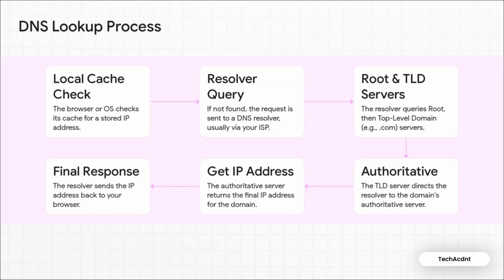So how does that lookup actually work? Well, it's this fascinating, super fast game of telephone. First, your browser checks its own memory, its cache, to see if you've been to that site recently. If not, it asks a DNS resolver, which then kicks off this big search. It starts at the very top with the root servers, which point it to the right top-level domain server, like for .com, which then points it to the final, authoritative server that has the exact IP address. The whole thing is like a relay race that happens in milliseconds.